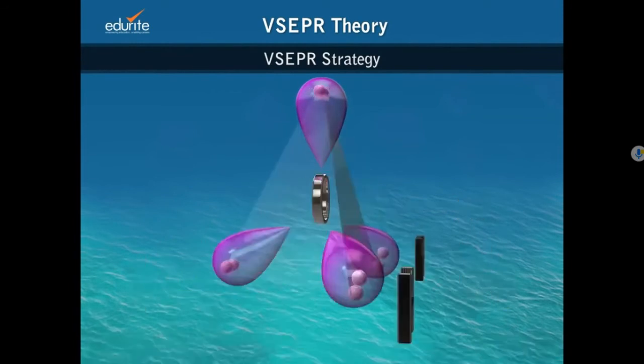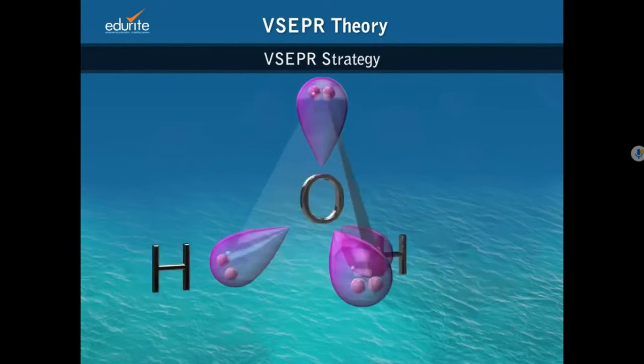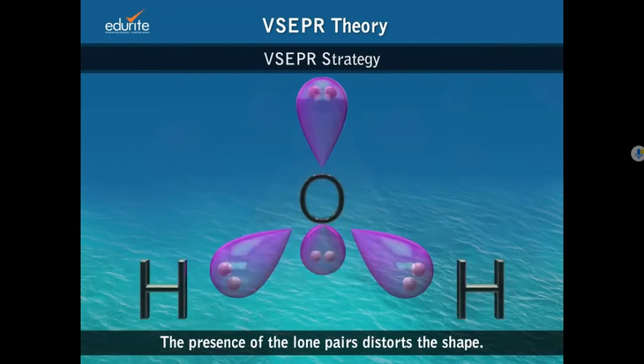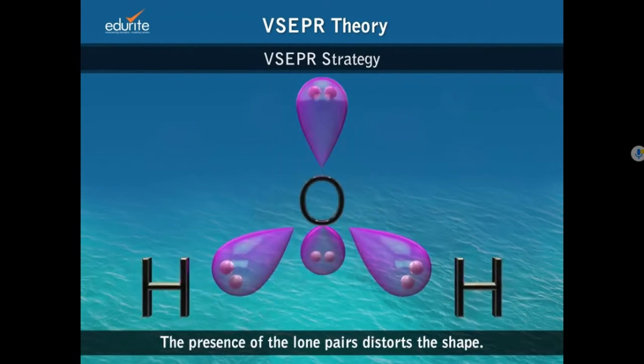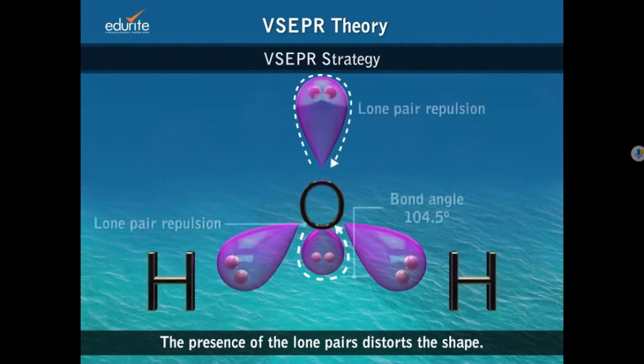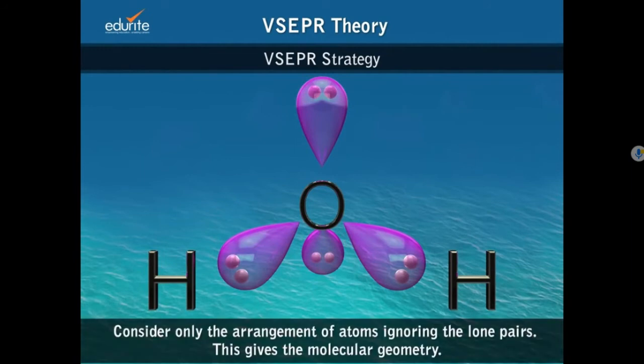However, this is not the final structure, as the electron pairs are not similar. The effect of the lone pairs has to be brought into the picture. The presence of the lone pairs distorts the shape. The lone pairs exert greater repulsion on the bonded pairs, resulting in the bonded pairs being pushed closer to each other.